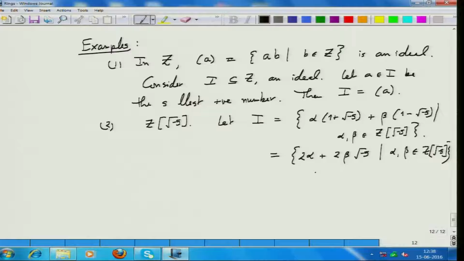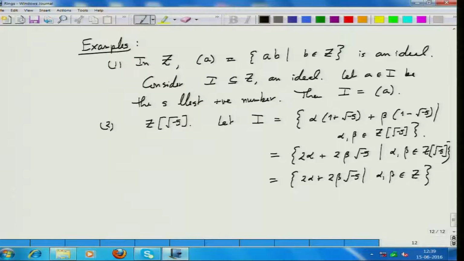That you can derive very easily. I don't think I need to explain how to do that. This further, I can simplify even more. It is 2 alpha plus 2 beta square root of minus 5, where alpha, beta are simply integers. So this is a presumably more restricted set than this. Here alpha and beta can be any numbers in Z square root of minus 5. Here alpha, beta are only integers.